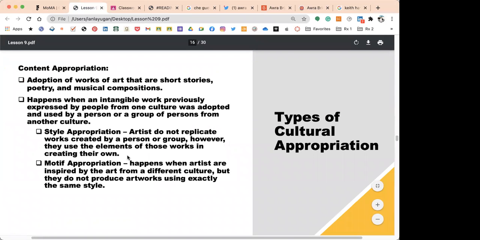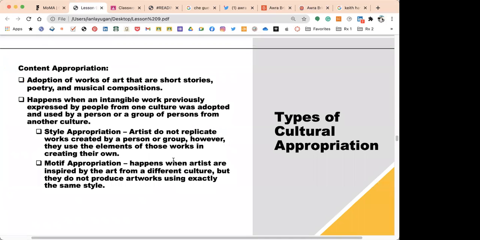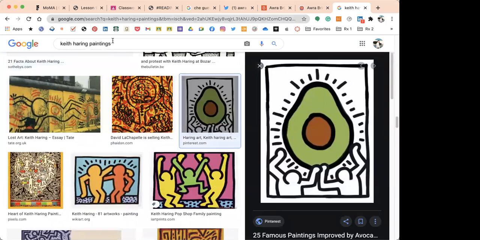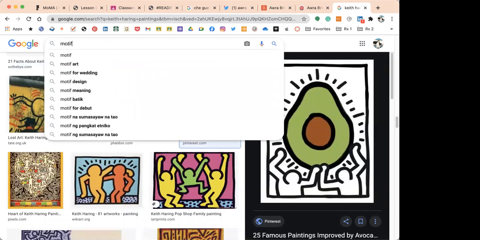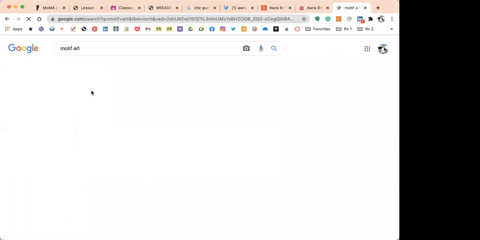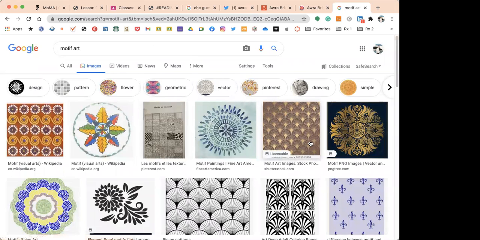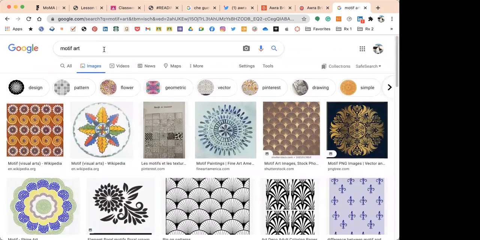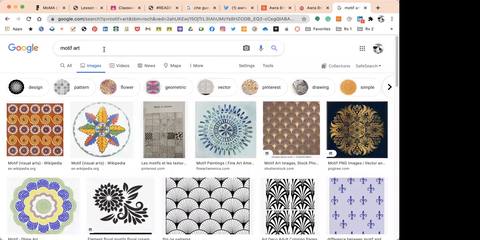You're appropriating the style. Motif appropriation happens when artists are inspired by the art from a different culture, but they do not produce artworks using exactly the same style. Kaya siya motif, because you are just copying the motif. Okay? So these are examples of motif, di ba? Yung mandala type, but motif is not just about the pattern, it's also about the story.